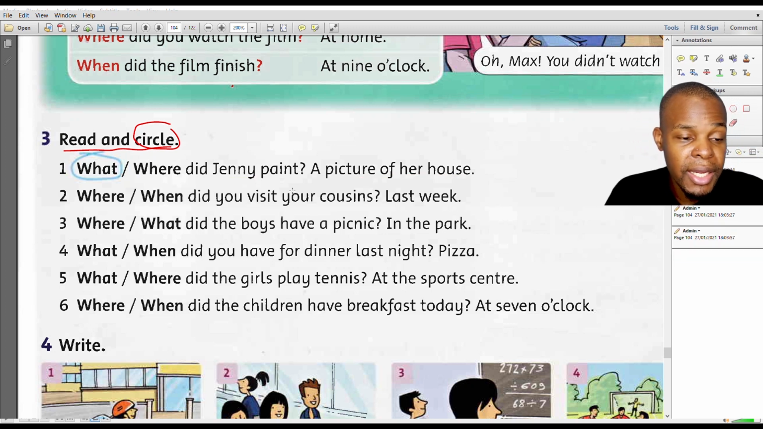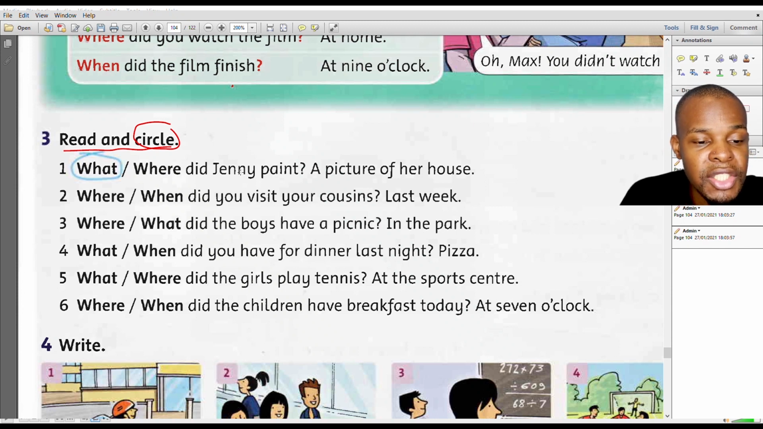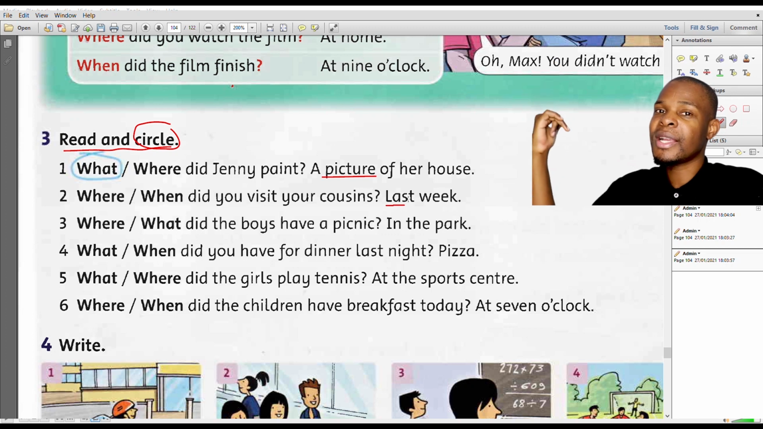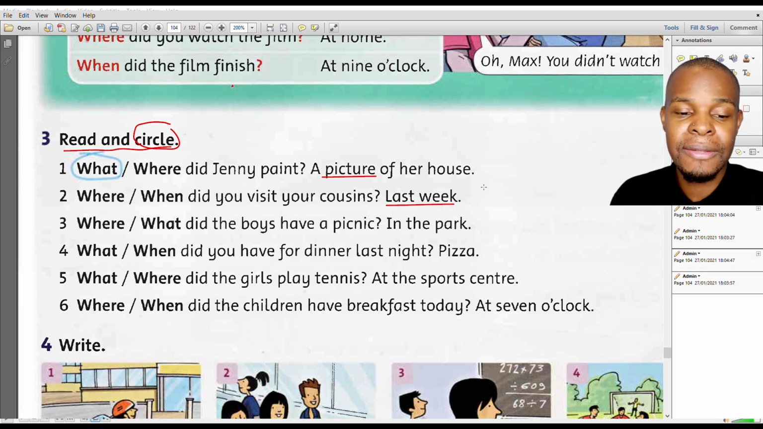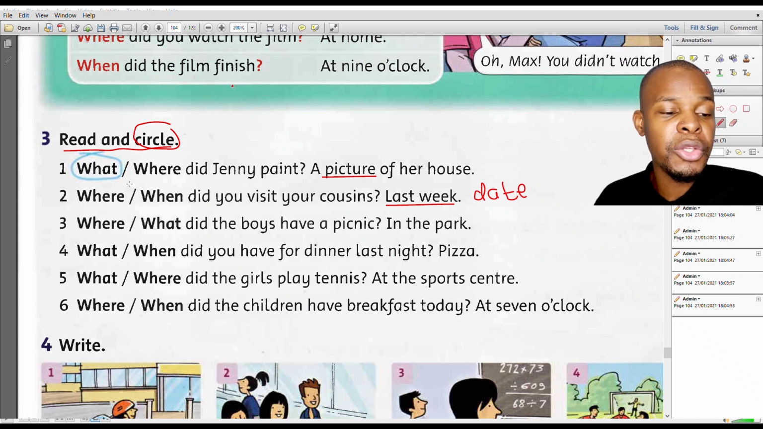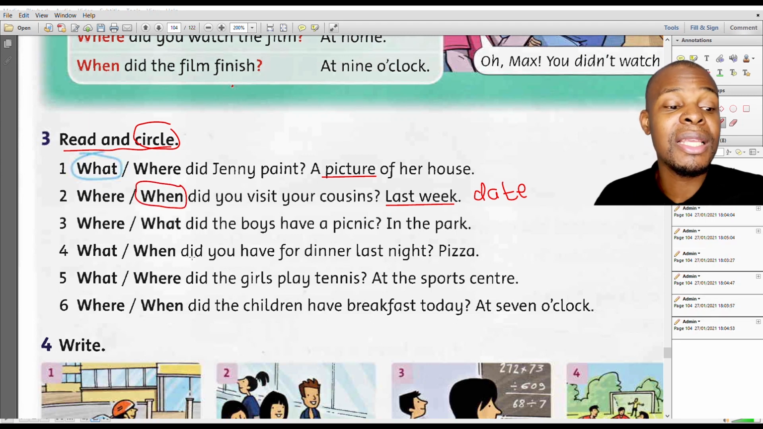So example, let's look at number 1. Did Jenny paint? And then the answer is a picture of her house. So a picture is a thing. So the answer here is what? Okay, number 2. Did you visit your cousin last week? So last week is a date, a time or date. So a date we use when. Remember, time and date, it is when.